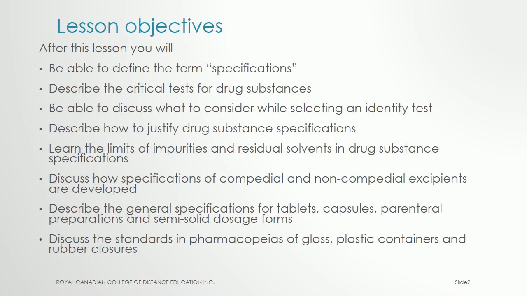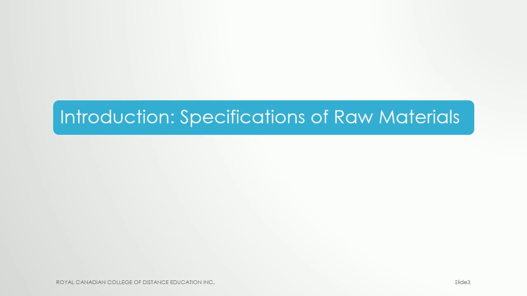Discuss how specifications of compendial and non-compendial excipients are developed. Describe the general specifications for tablets, capsules, parenteral preparations and semi-solid dosage forms. Discuss the standards and pharmacopoeias of glass, plastic containers and rubber closures. Let's start with specifications for raw materials.